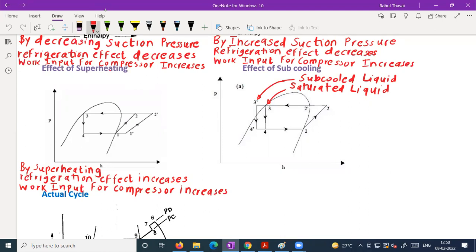So by doing this, by subcooling, what happens? Let us see. Can anybody let me know? By subcooling, what happens? What happens with the refrigerator? Work input for the compressor decreases.